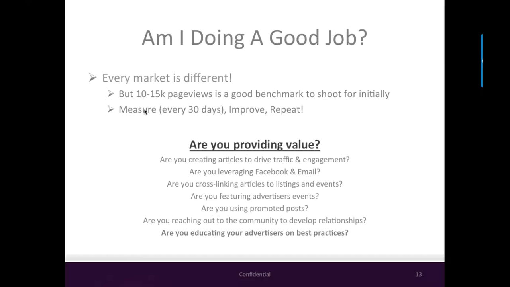And then are you educating advertisers? Your job as a publisher, in part, is to be a marketing consultant. If you're not, you're just a salesperson. And there's lots of salespeople. But if you're a marketing consultant, you can add a lot of value. And I can tell you, local businesses are lost in the woods, so you can really help people out in some great ways.